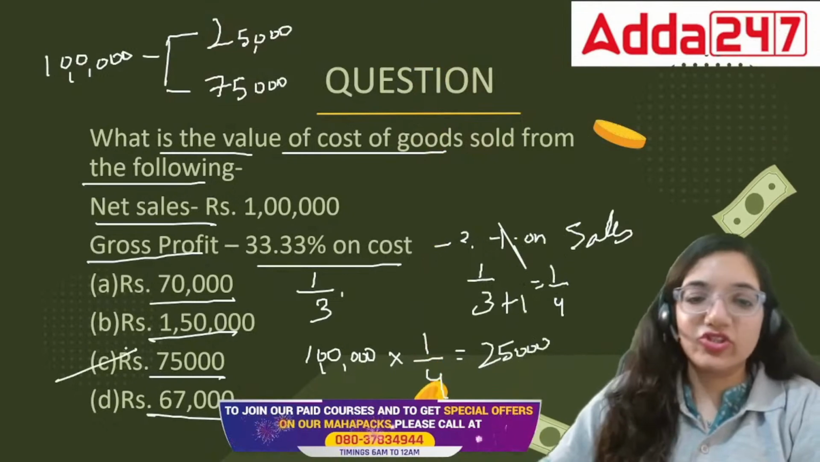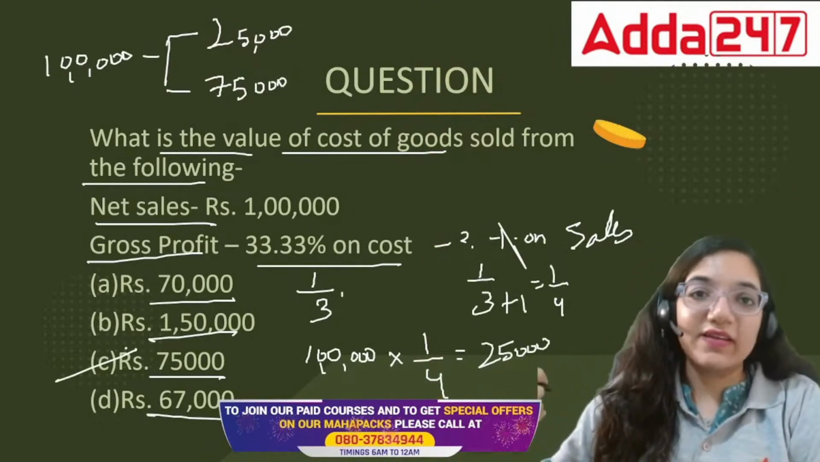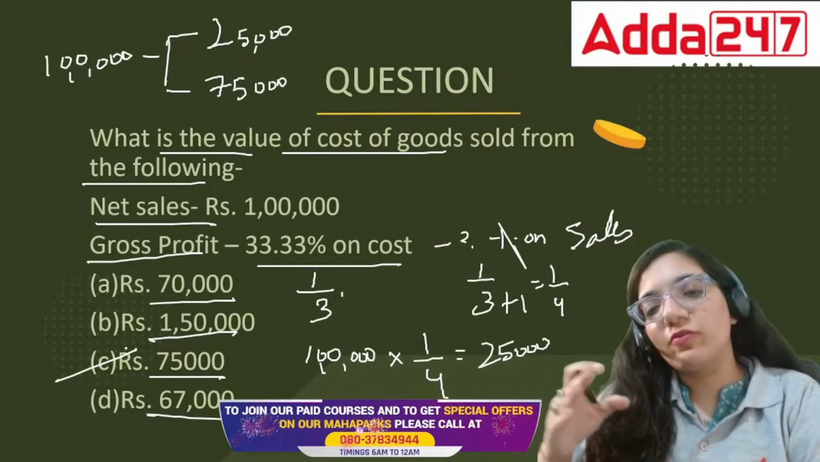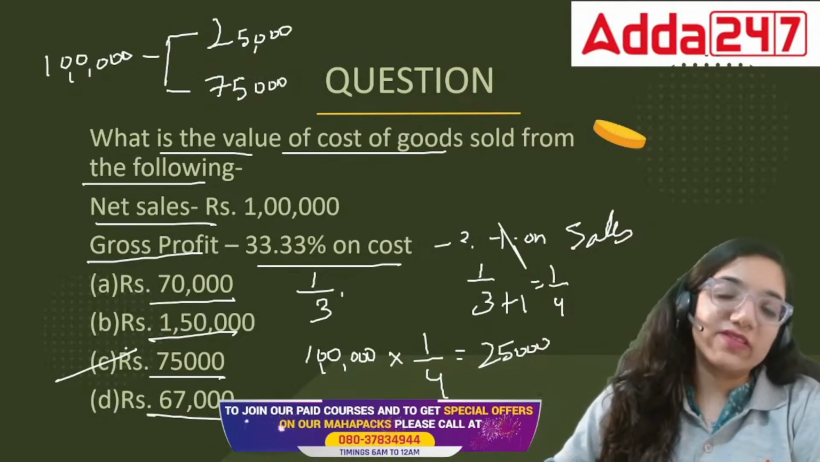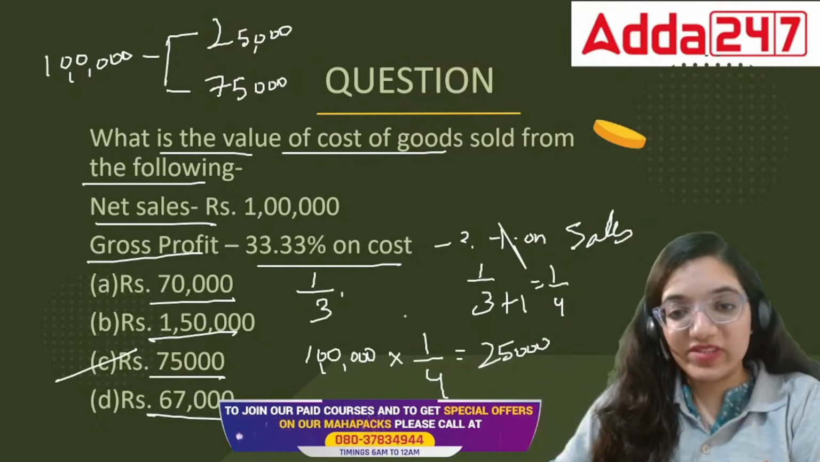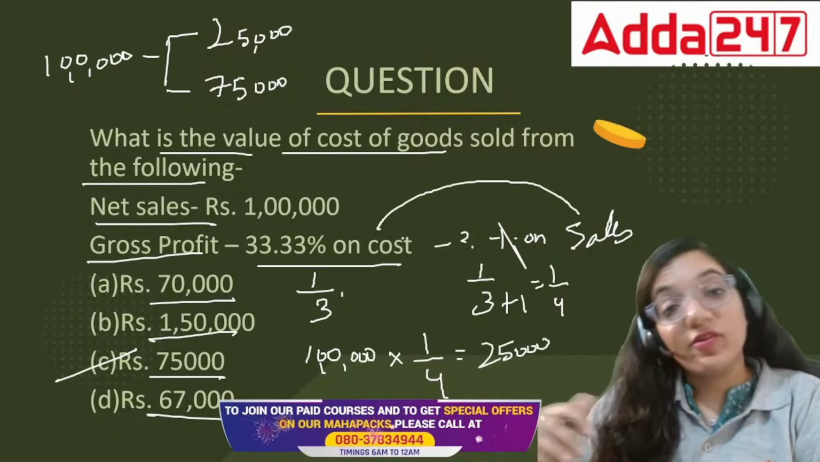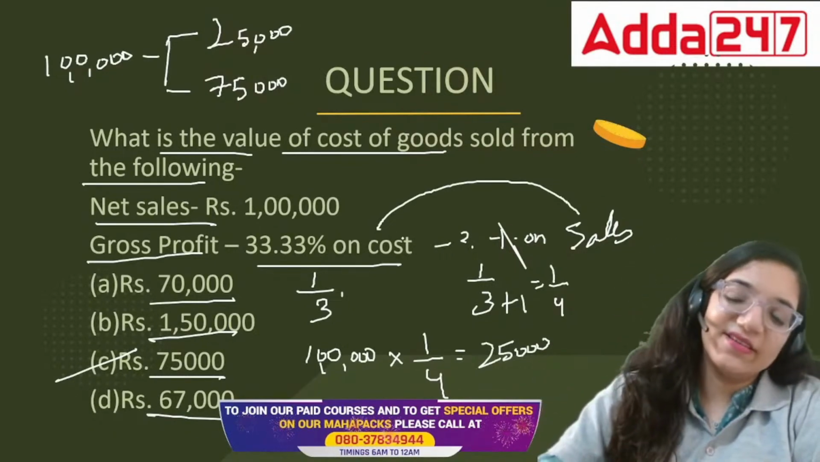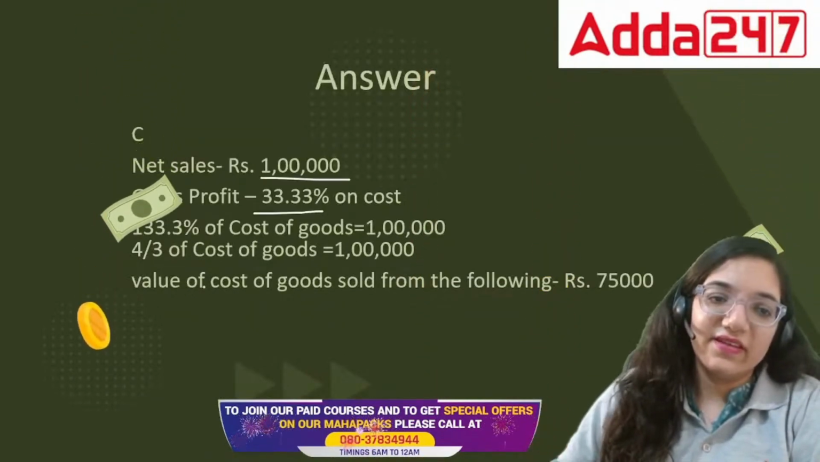That's a trick to solve it in a simpler and quicker manner. If anything is given on cost, if you want to move from cost to sales, add 1 in the denominator. If you want to come back from sales to cost, deduct 1 from the denominator. From sales to cost, you reduce the profit. From cost to sales, you add the profit. Done, everyone? So that's the answer.